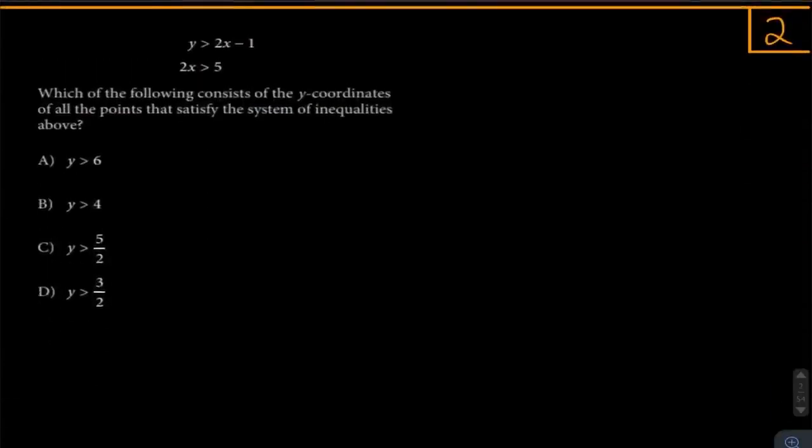Okay, so this problem is a little bit tricky because it's dealing with inequalities, and people tend to get freaked out when they see inequalities. But this problem says, which of the following consists of the y-coordinates of all the points that satisfy the system of inequalities above? So we look at our answers here, and we see that we have, y is greater than blank, right?